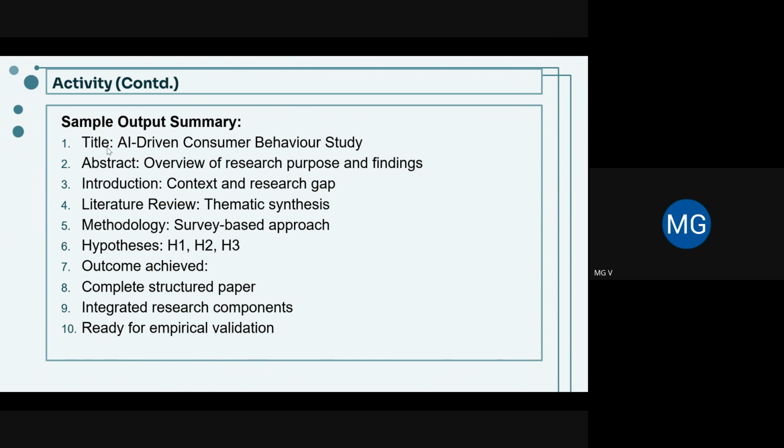So this is the sample output summary. See, title, AI-driven consumer behavior study; abstract, overview of research purpose and findings; introduction, that is context and research gap; literature review, that is thematic synthesis; methodology, survey-based, empirical, hypothesis. Outcomes achieved: complete structured paper, integrated research components, and ready for empirical validation.